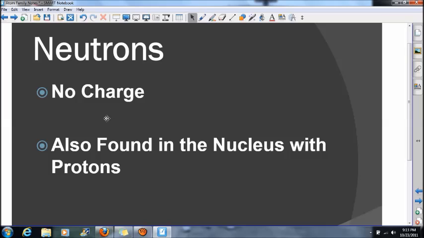Now, there is one thing that neutral Ned has in common with his dad, positive Paul, and that's that he can be found in the nucleus. So the neutrons do hang out with the protons. So like father, like son, the protons and neutrons do hang out together.